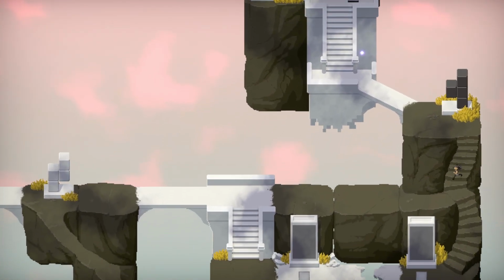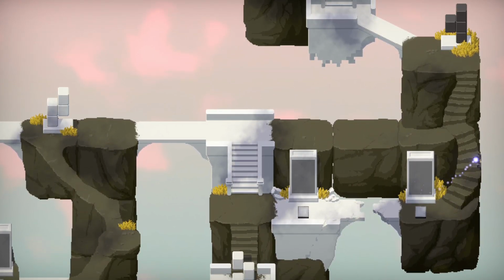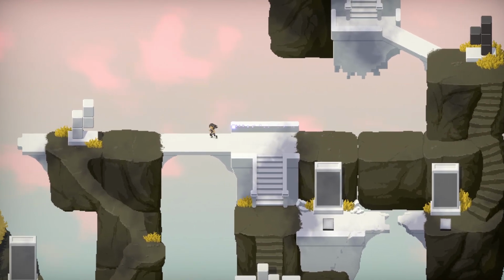Oh, this is the beginning still. Okay. This looked like I was walking into a secret. But this is just the actual beginning. Oh yeah, this area was animated and putting itself together.